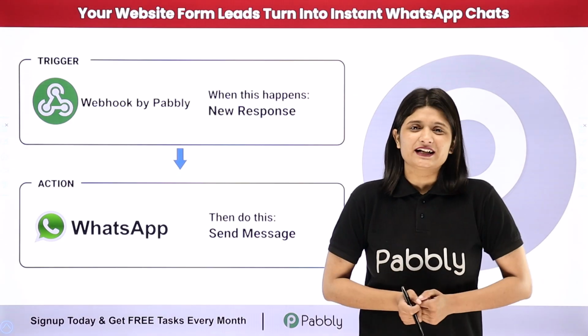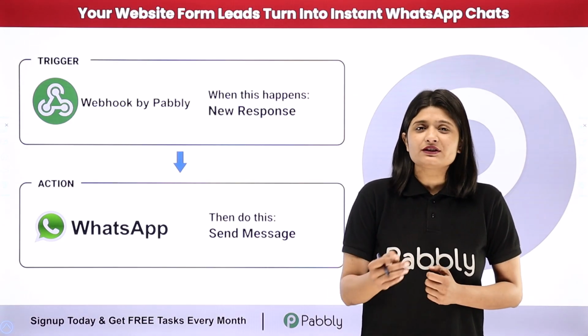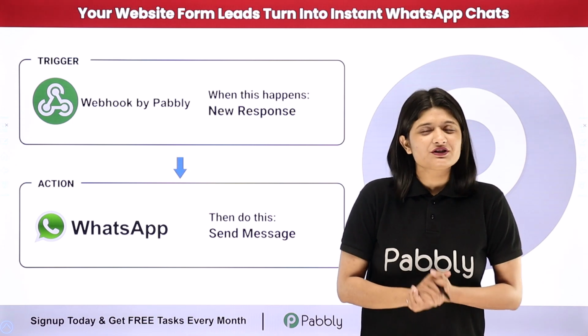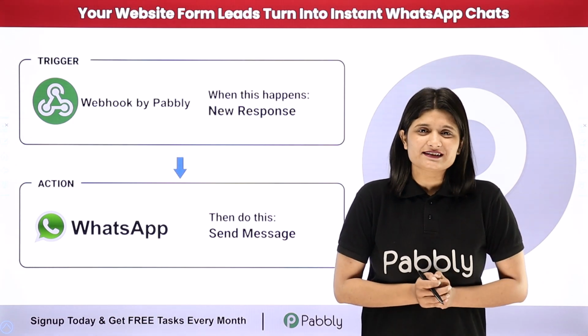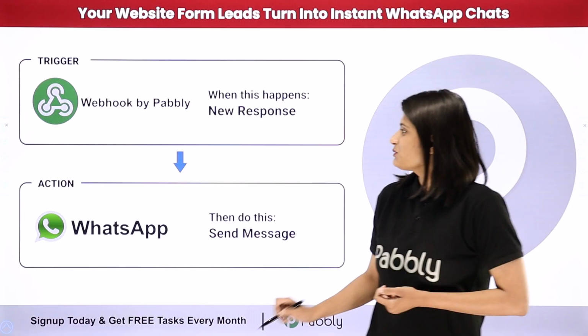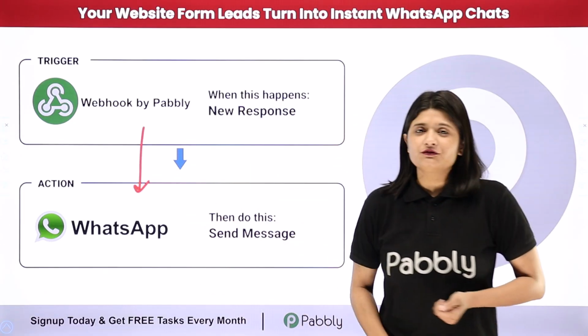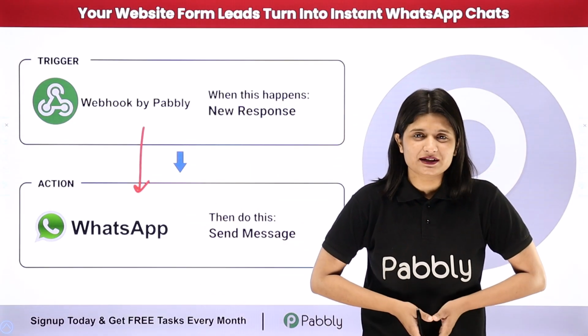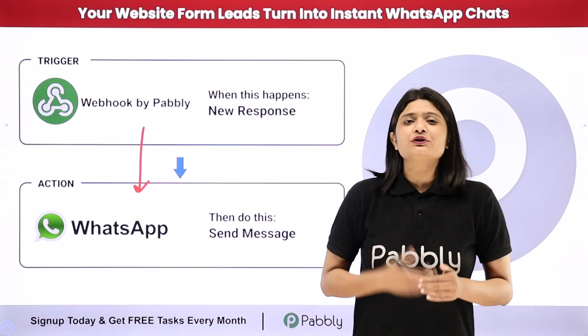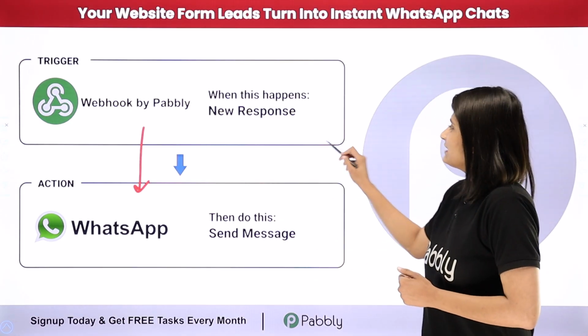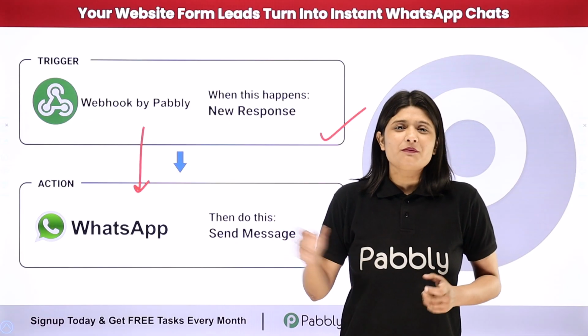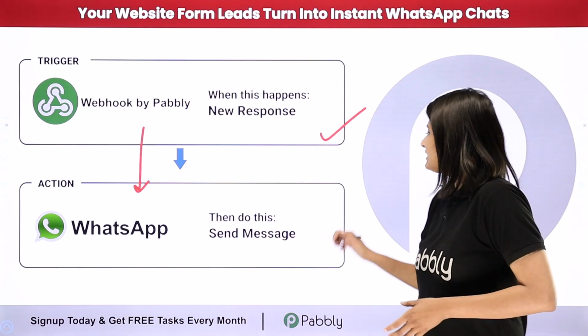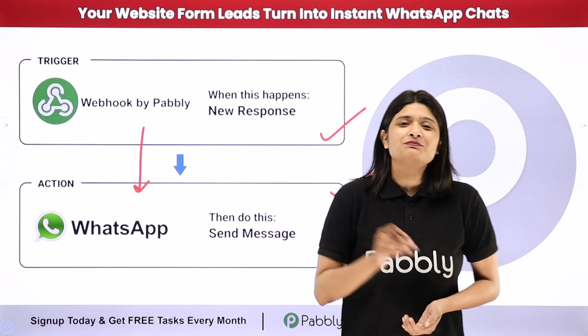process using Pabbly Connect. So Pabbly Connect is an amazing automation and integration software which requires no coding or programming skills. Here I'll just build a connection between my website form and Pabbly Chatflow, using which I'm going to send a WhatsApp message. With the help of Pabbly Connect, I'm going to build this connection in such a manner that whenever I receive a new lead from my website form, I'm automatically going to send them the WhatsApp message using Pabbly Chatflow.